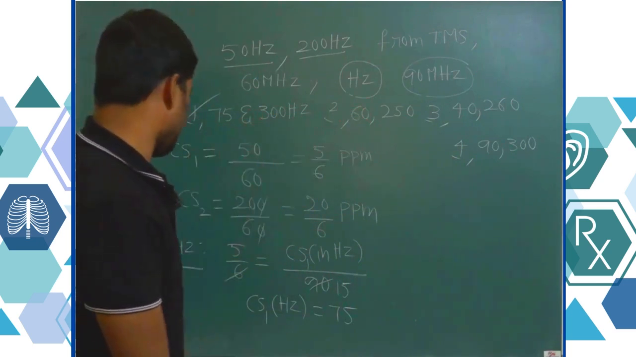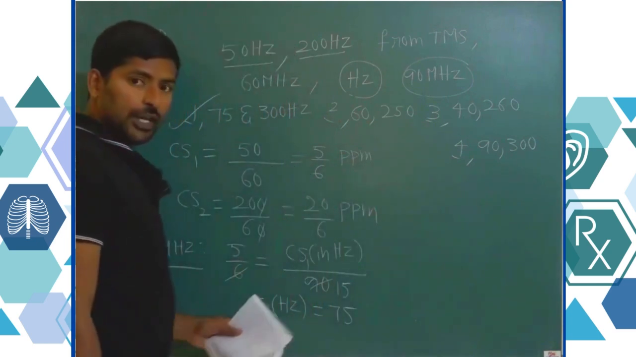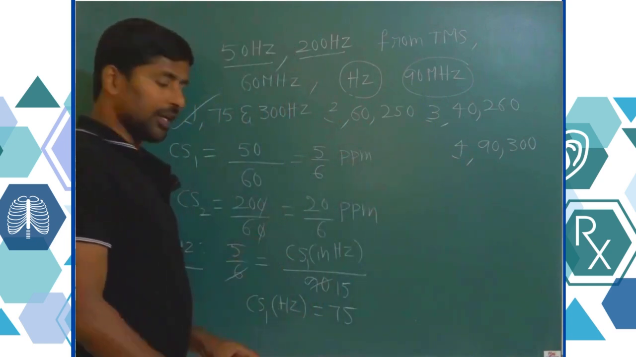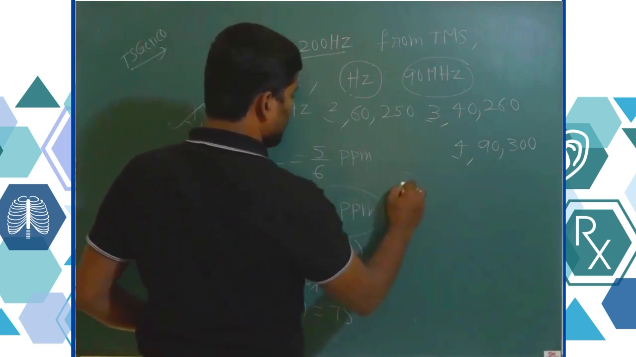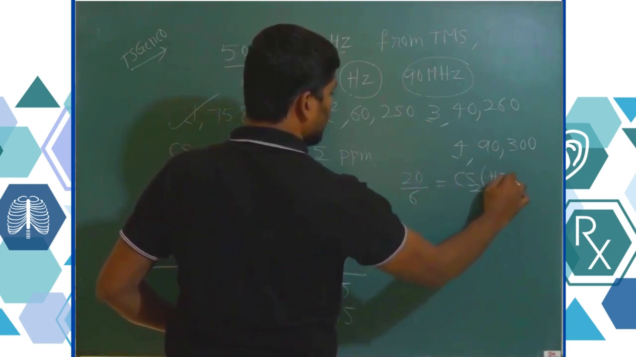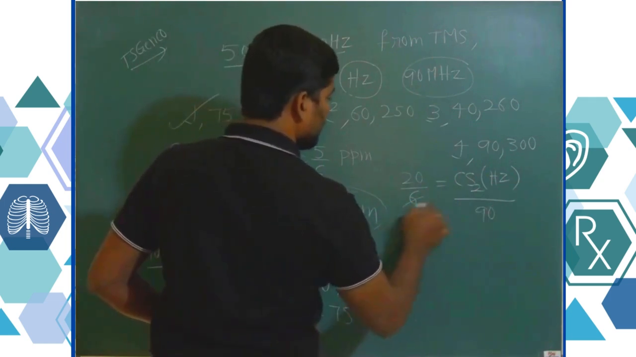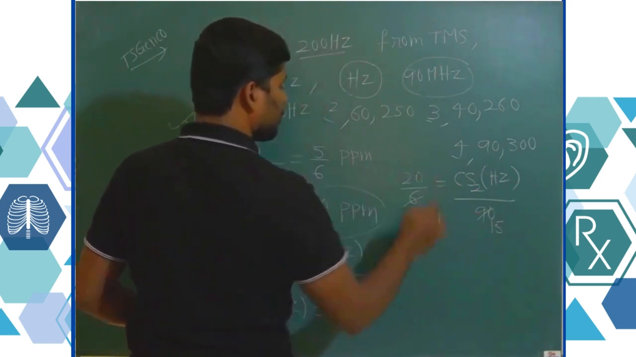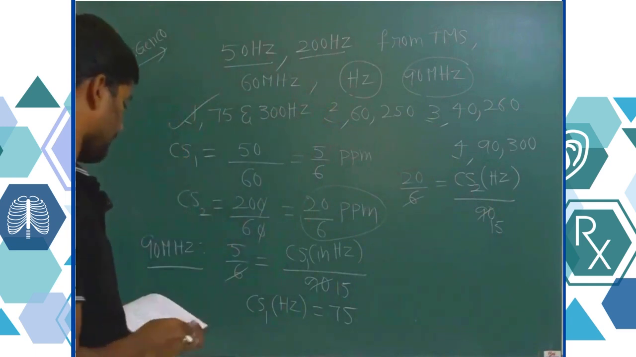For the second proton there is no need to calculate it. Anyhow, on the 90 megahertz instrument, what is the chemical shift of the second proton in hertz? Its chemical shift in ppm is 20 by 6, equal to chemical shift in hertz divided by instrument frequency, that is 90. So 15 times gets cancelled. 15 into 20 gives 300 hertz. So this is how to calculate it.